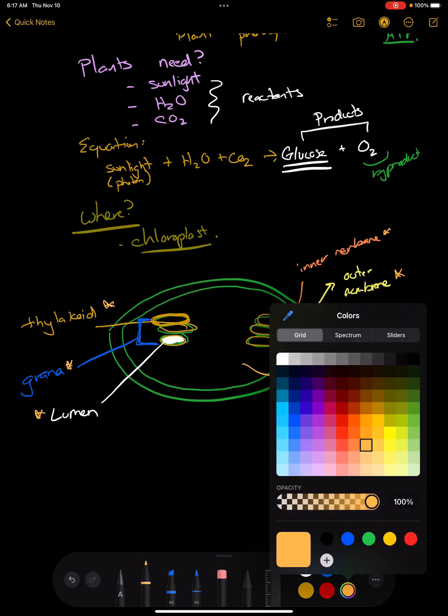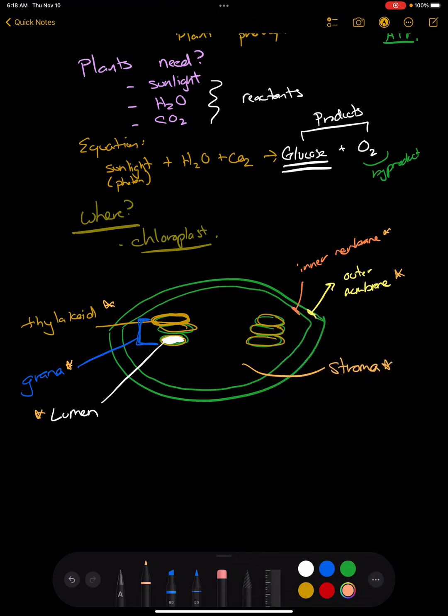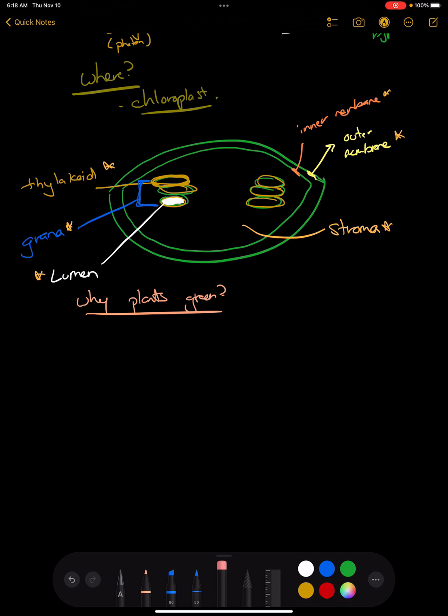Now, let's talk about why are plants green. So why are plants green? And I think you guys know, what's the pigment that plants have that makes them green? The pigment is chlorophyll. Okay, so chlorophyll is what makes your plants green. What chlorophyll actually is, it's a light absorbing pigment. Okay, it's a light absorbing pigment.